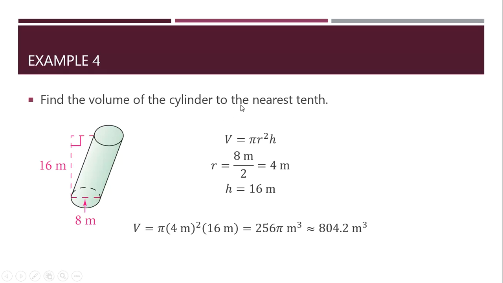But if we look at the directions, it asks us to do this to the nearest tenth. So I went ahead and grabbed a calculator and did 256 times, used the pi button on my calculator, and got about 804.2 meters cubed.